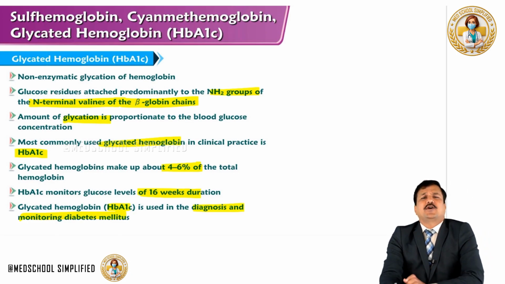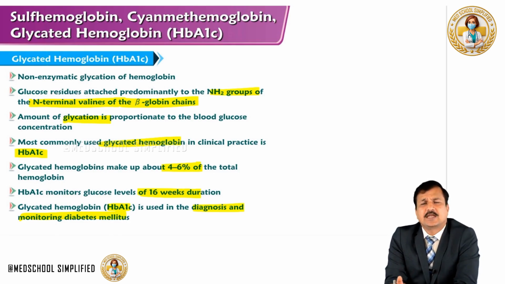So, this is in brief about sulfhemoglobin, cyanmethemoglobin and glycated hemoglobin.